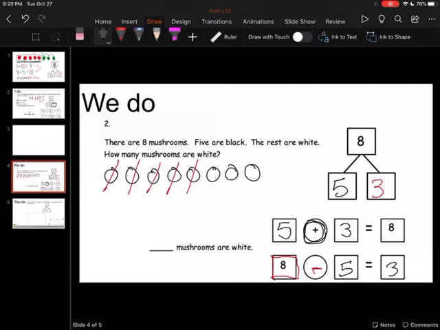Let's check my work to make sure I'm right. Let me draw 5 sticks. 1, 2, 3, 4, 5. All right, 5. Now let me draw 3 more. 1, 2, 3. Count how many sticks I just drew.